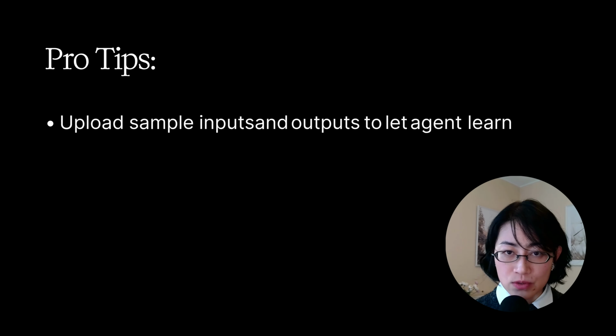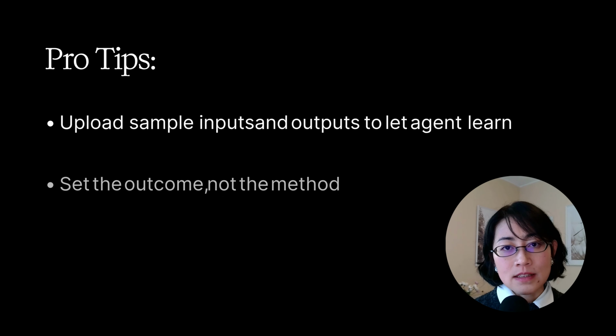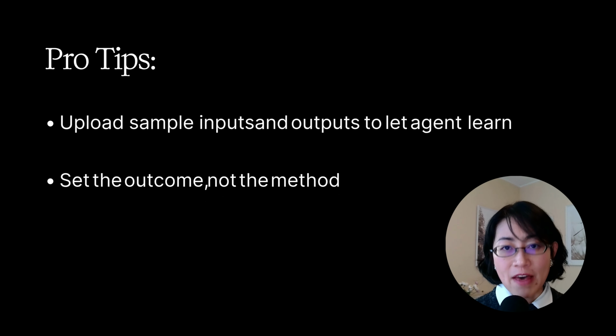Pro tip: you can upload sample inputs and outputs, like Excel files or PPT files, to let the agent learn first, and then ask the agent to learn the relationship and create exactly similar results. Set the outcome, not the method, when using an agent. For example: summarize this data into 3 slides, and execute that, rather than listing every step.